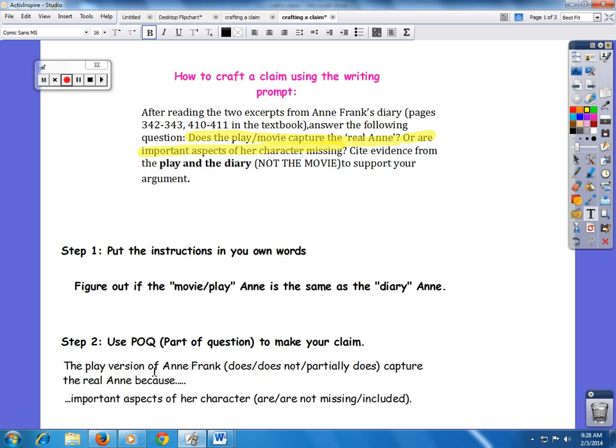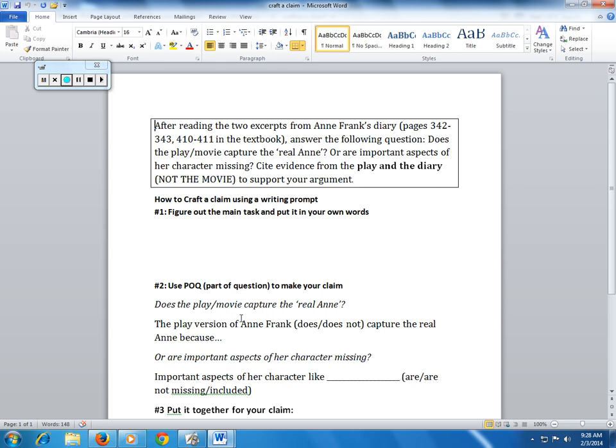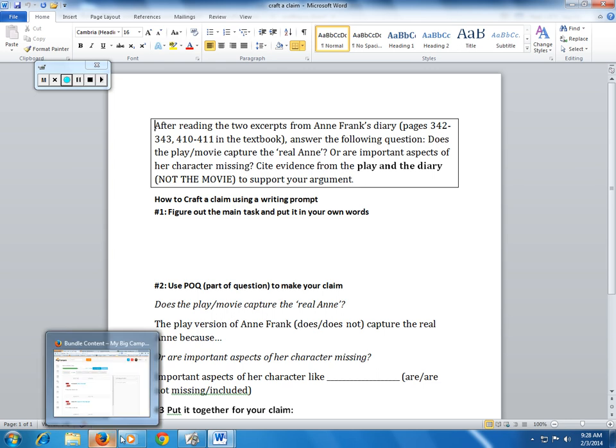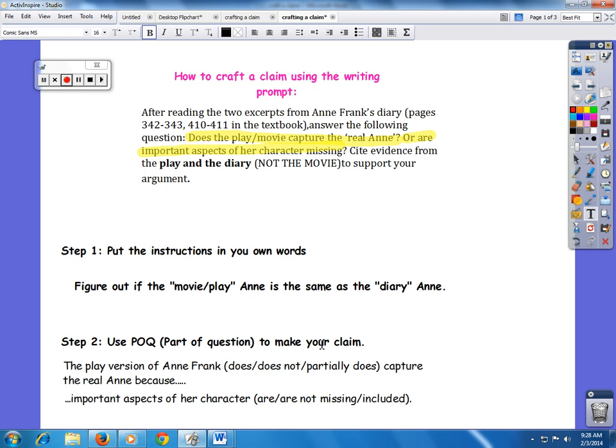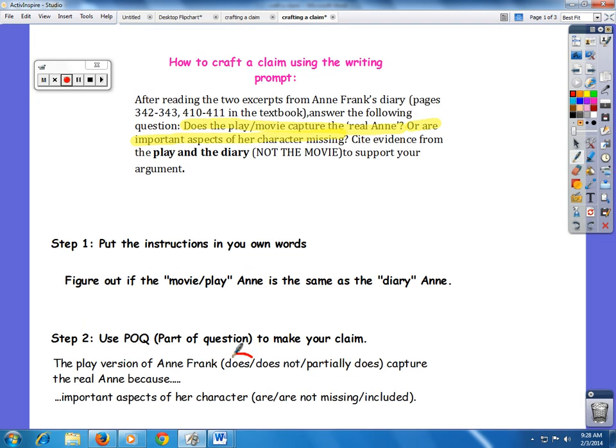The play version of Anne Frank either does or does not. So on your paper, you have to make your own decision. Either you think it does or does not. So I'm, for this, going to just circle does. But you do your own thoughts. Okay, capture the real Anne because, and then I'm going to pull in the language again of the prompt. Important aspects of her character either are, I'll say are not missing. Boom, and there's my claim.